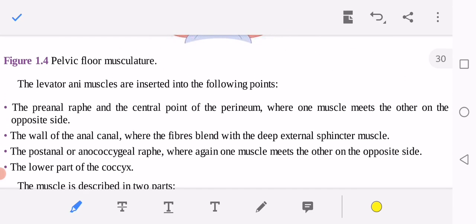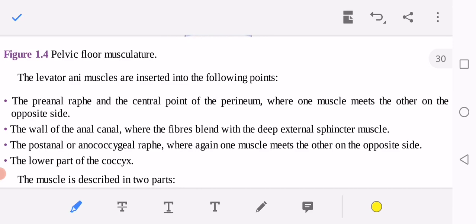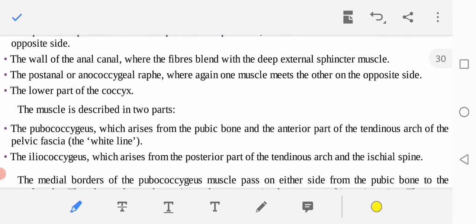About the pelvic floor, the levator ani muscles are inserted into the following points: the preanal raphe and the central point of the perineum, where one muscle meets the other on the opposite side; the wall of the anal canal, where the fibers blend with the deep external sphincter muscles; the post anal and anococcygeal raphe, where again one muscle meets the other on the opposite side; and the lower part of the coccyx.